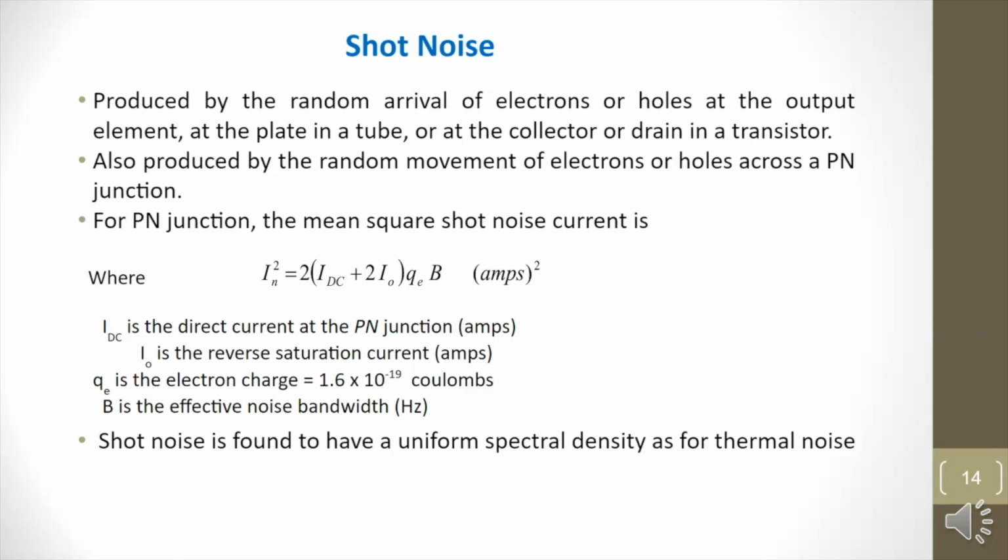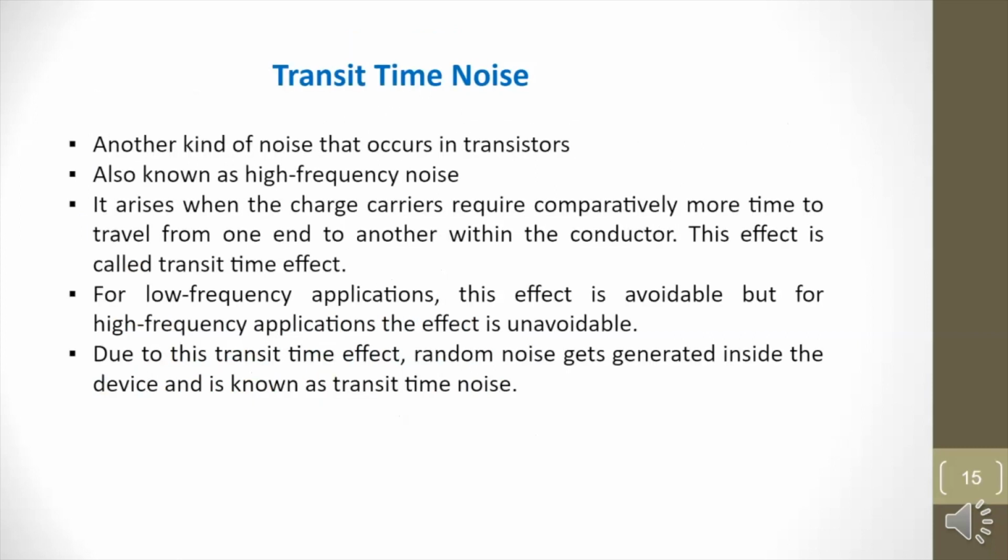I_N squared is equal to 2(I_DC + 2I_0) q_e B amp squared, where I_DC is the direct current at the p-n junction measured in amperes, I_0 is the reverse saturation current measured in amperes, q_e is the charge of the electron, having a value of 1.6 x 10^-19 coulombs, and B is the effective noise bandwidth measured in hertz. Shot noise is also found to have a uniform spectral density, as in the case of thermal noise.